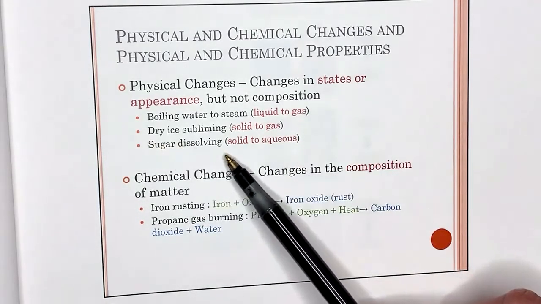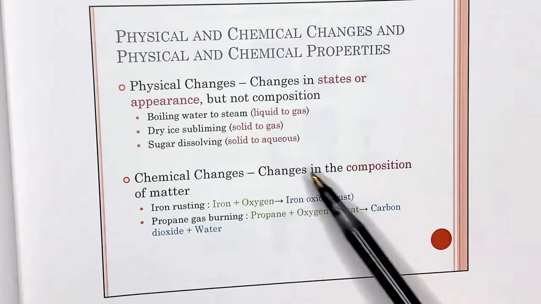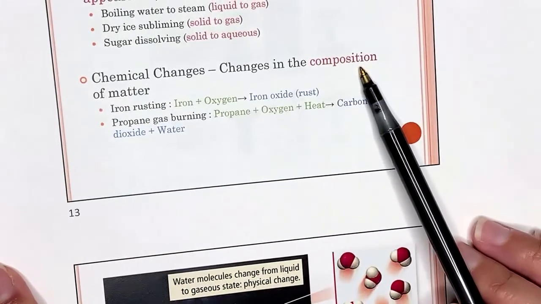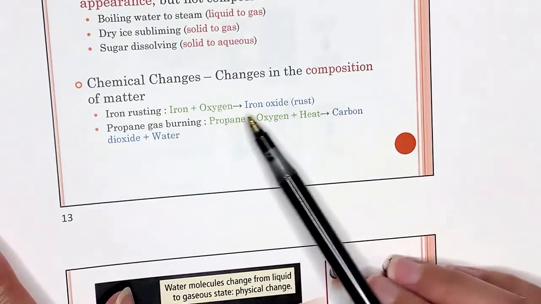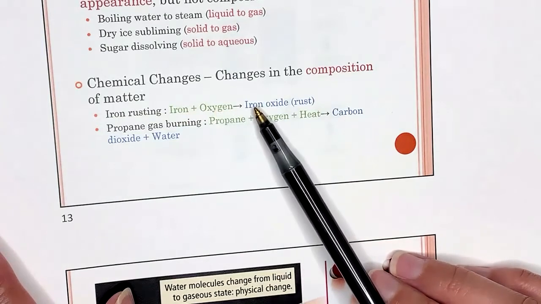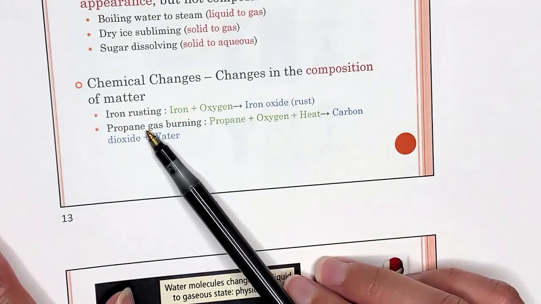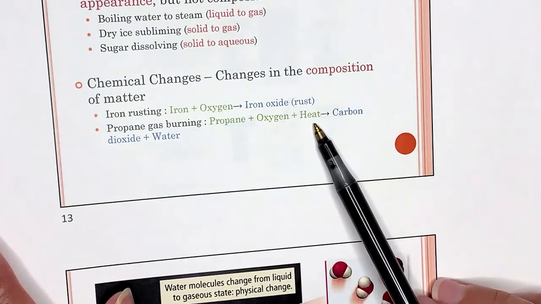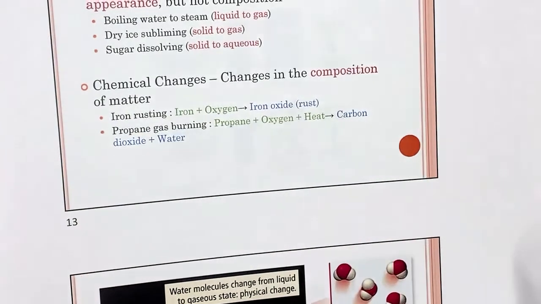So sugar dissolving will be considered just a physical change. Chemical change here, you have to change the chemical composition, okay? For example, if iron is rusting, it's basically taking iron and adding oxygen to it and you turn it into iron oxide, which is rust. And if you have a propane tank burn, the gas burning, you take propane, you have oxygen, you heat it up, and you get carbon dioxide and water as a result, okay?